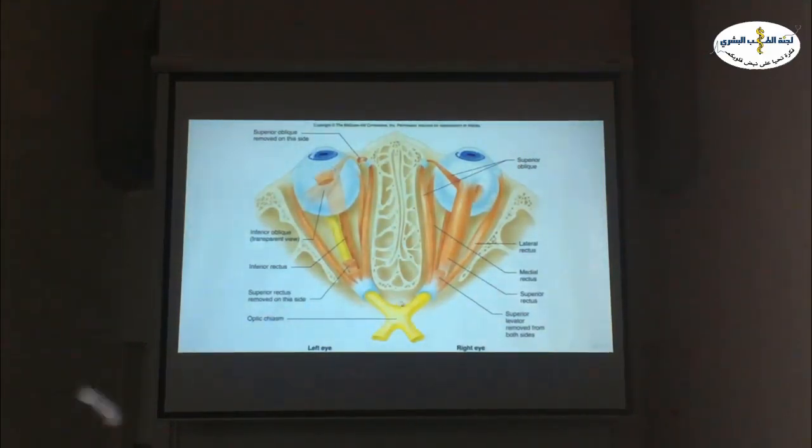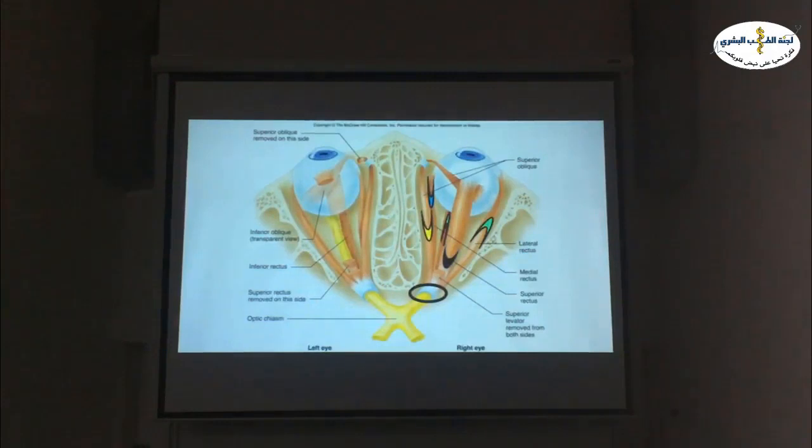This is the ethmoidal air sinus. This is the common tendinous ring of Zinn. This muscle here is lateral rectus. This is superior rectus. This is medial rectus. This is the inferior rectus.